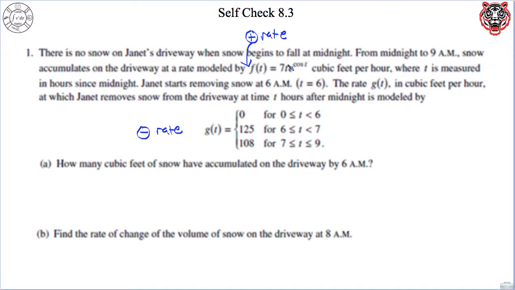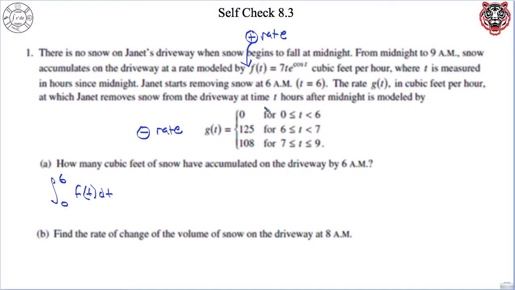So what we need to do is the integral between 0 and 6 of our f of t. So I'm just going to write f of t dt. And I guess it's how many feet of snow have accumulated.